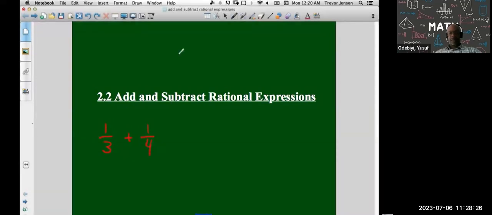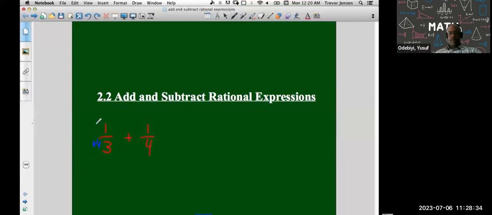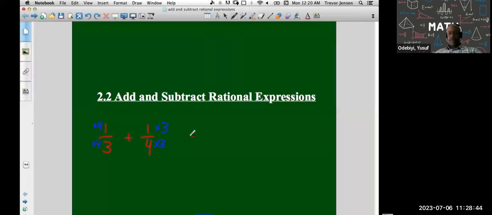So for example, 3 times 4 is 12, so a common denominator between 3 and 4 would be 12. So we can make this fraction have a denominator of 12 by multiplying the top and bottom by 4. We can make this fraction have a denominator of 12 by multiplying top and bottom by 3. And then we would have 4 over 12.